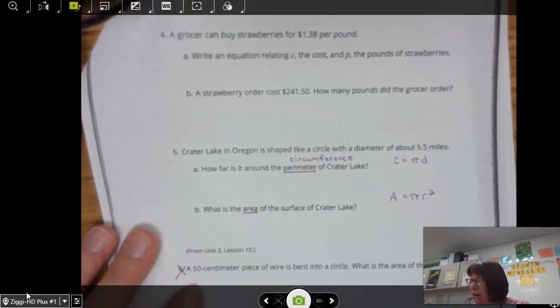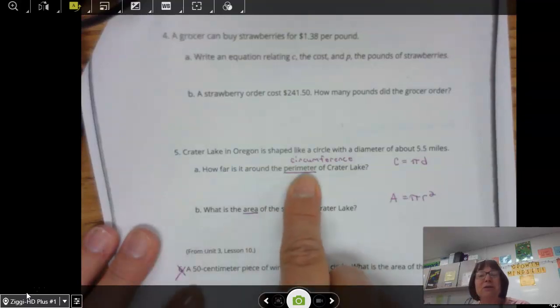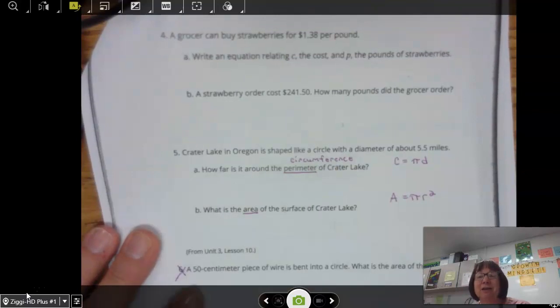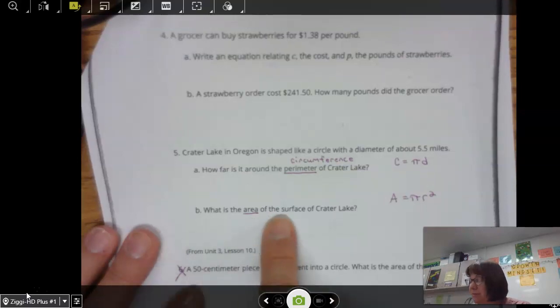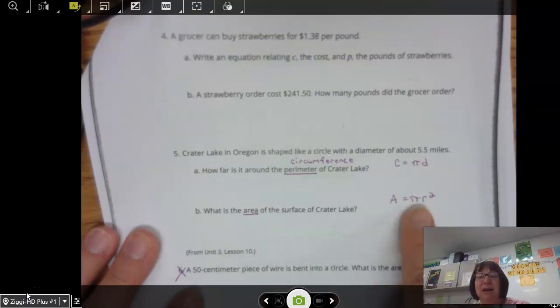It says Crater Lake in Oregon is shaped like a circle with a diameter of about 5.5 miles. So how far is it around the perimeter? Well, if you remember, another word for perimeter is circumference of Crater Lake. So for circumference, the formula is pi times diameter. And then it says, what is the area of the surface of Crater Lake? So the area, remember, is pi times the radius squared.